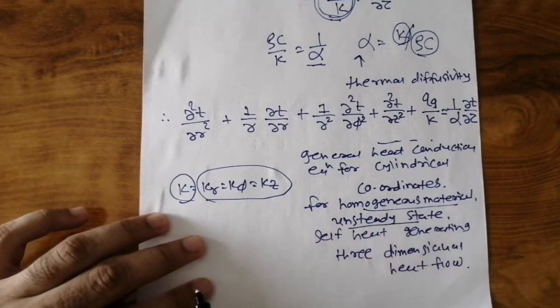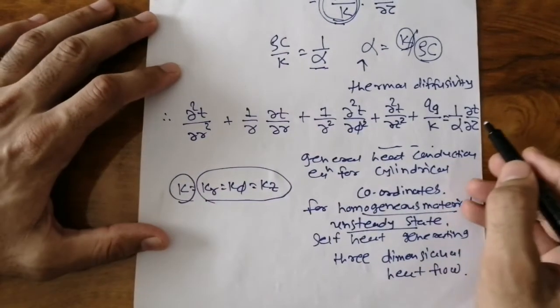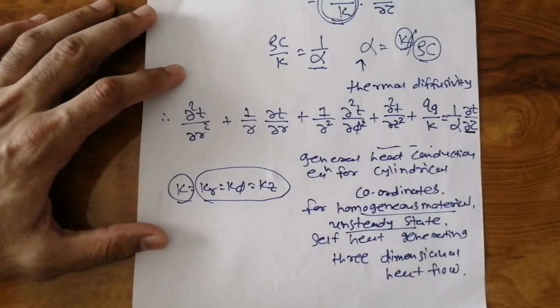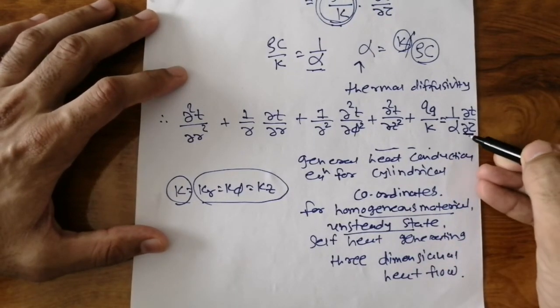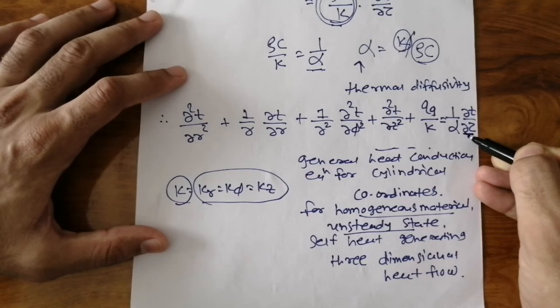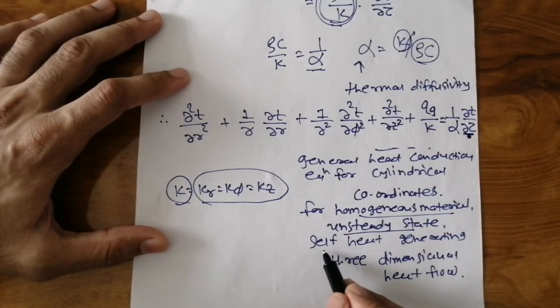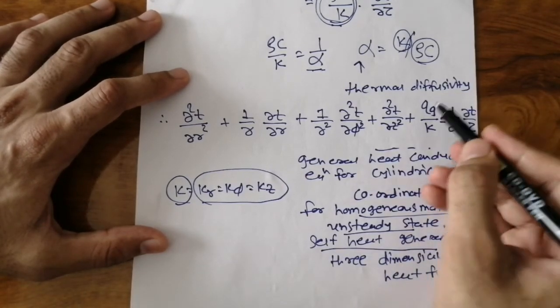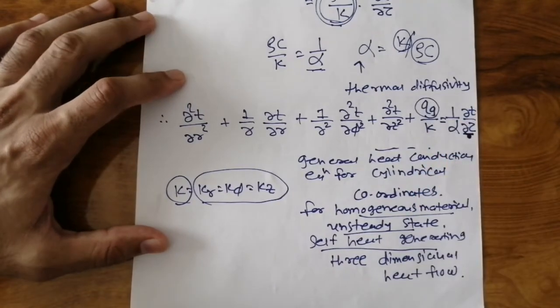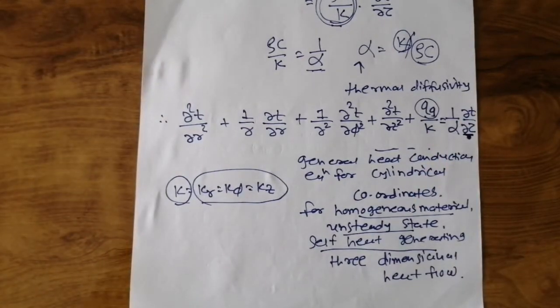Why should we write unsteady state? Unsteady state means we have considered del T by del tau here. It means temperature changes with respect to time. That is called unsteady state condition. And why should we write self heat generation? We have considered Qg. It means heat is generated within the element. If we neglect it, then no self heat generation is considered.